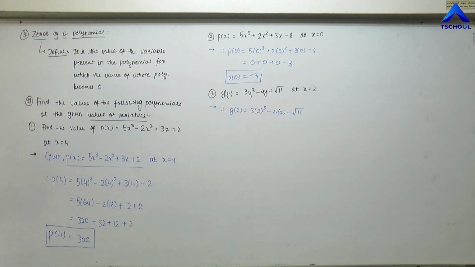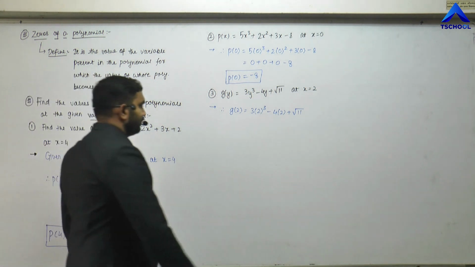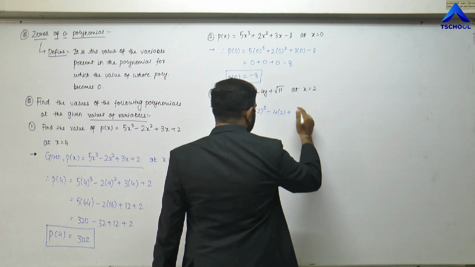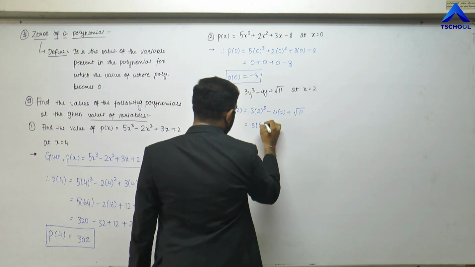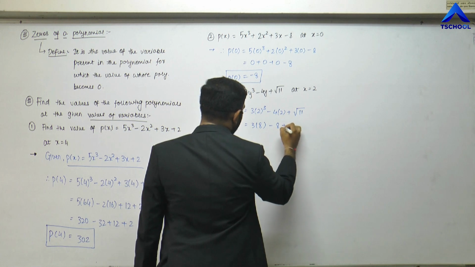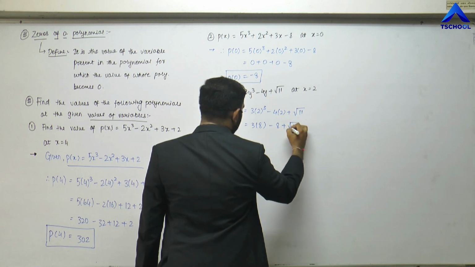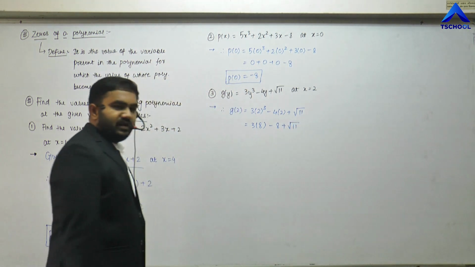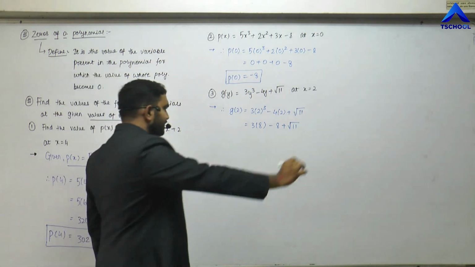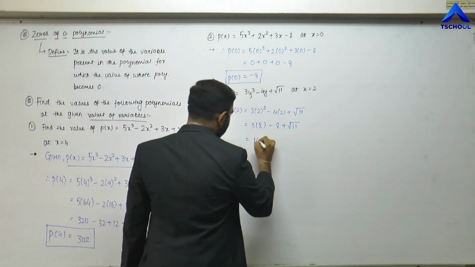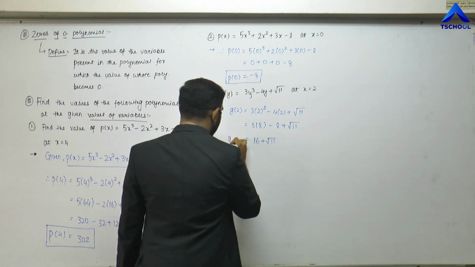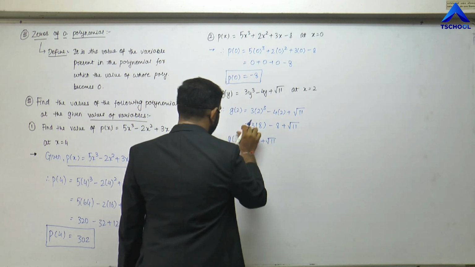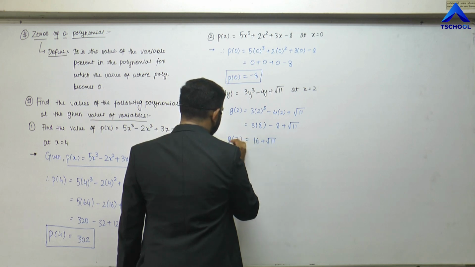Right? Now what is 2 cube? That is, I think, 8. So that is 3 into 8 minus 4 into 2, plus root 11. 8 into 3 is 24, minus 8, that is 16. Hence, that is 16 plus root 11, and that is the value of g at x equals 2.